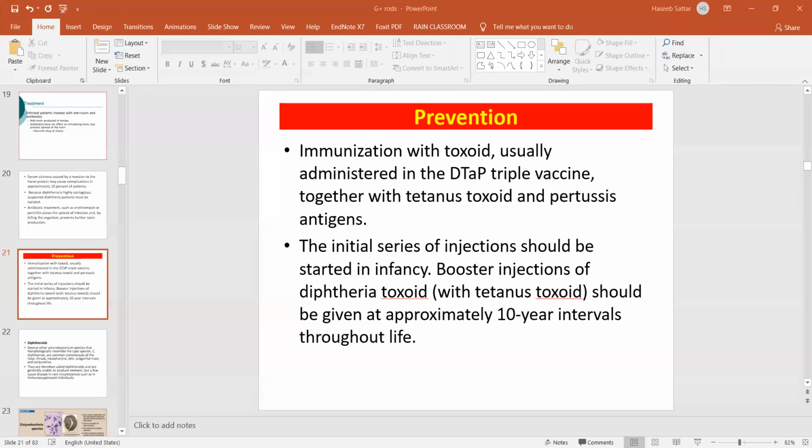But those patients who did not receive the DTaP vaccination, or the patients who are immunocompromised, are at high risk for this Corynebacterium diphtheriae infection.